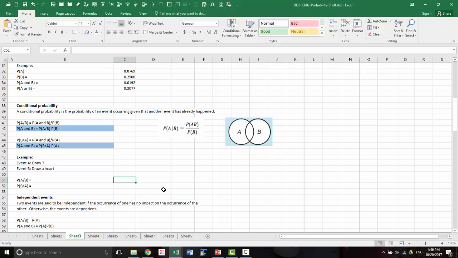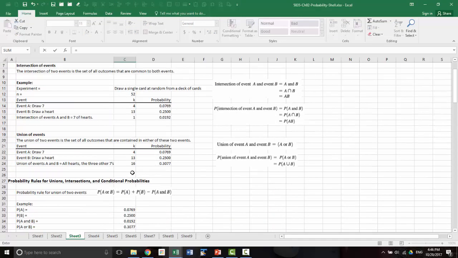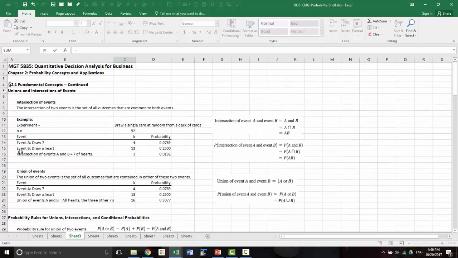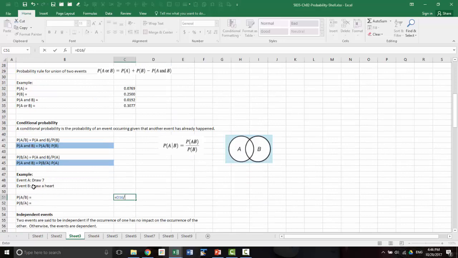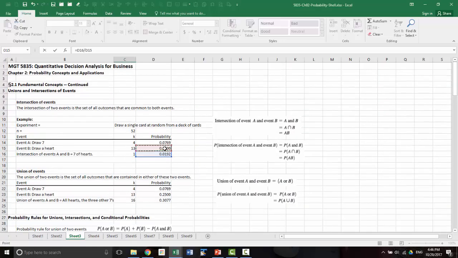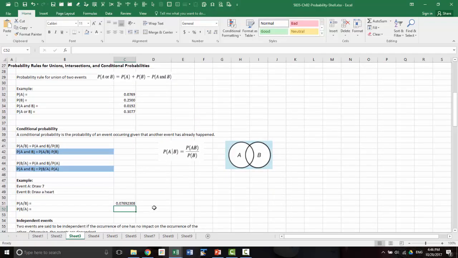We can do that by applying the formula: probability of A and B, the intersection, divided by probability of B. Probability of B is right here. Now that should be equal to 1 over 13. You see that it is. So this is the rule: probability of A given B is the probability of the intersection divided by the probability of B.